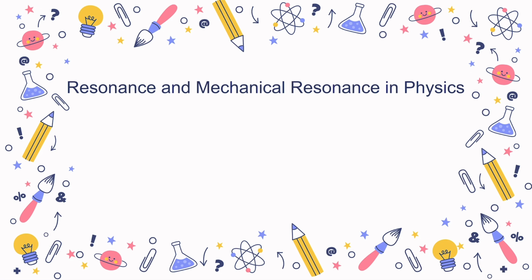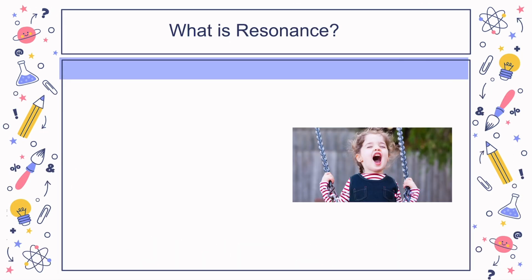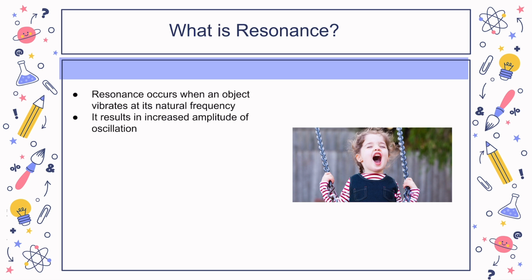Resonance and mechanical resonance in physics. So what is resonance? Resonance occurs when an object vibrates at its natural frequency, and this results in an increased amplitude of oscillation, or a sudden spike in its harmonic motion.